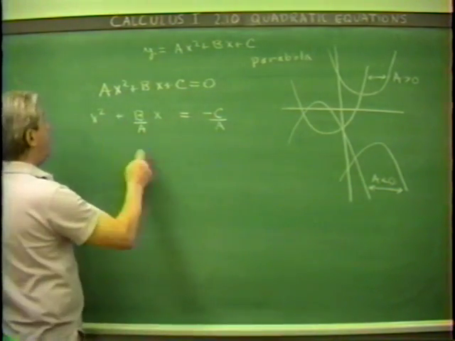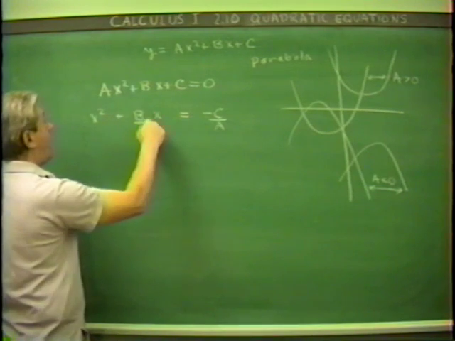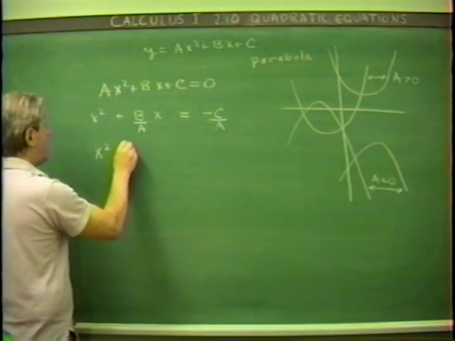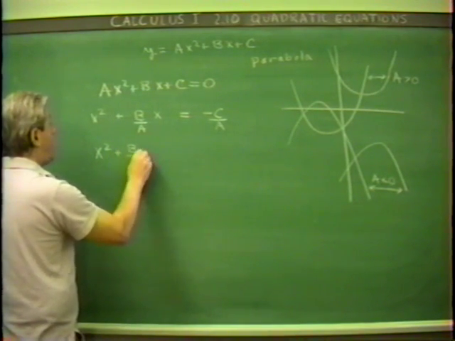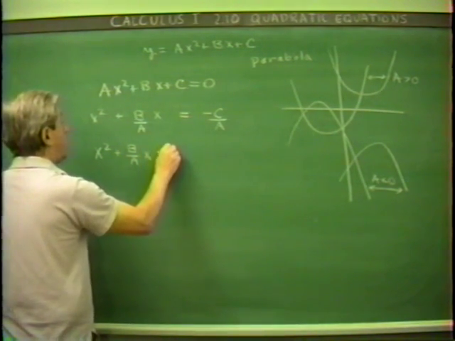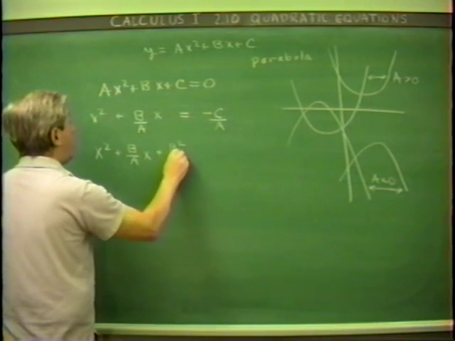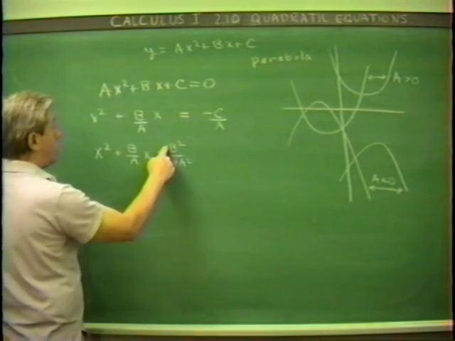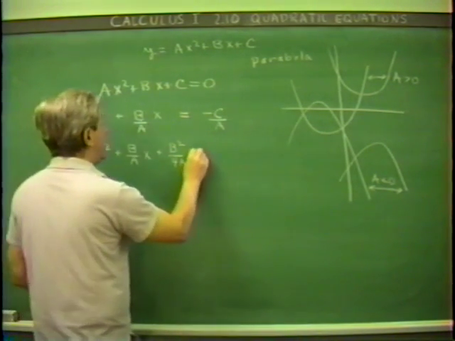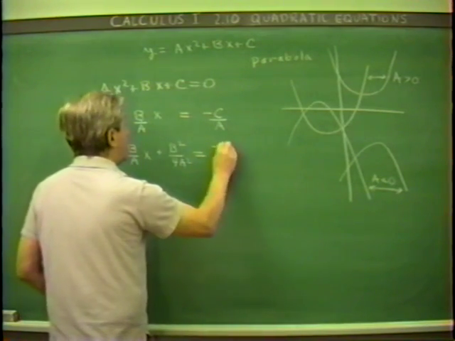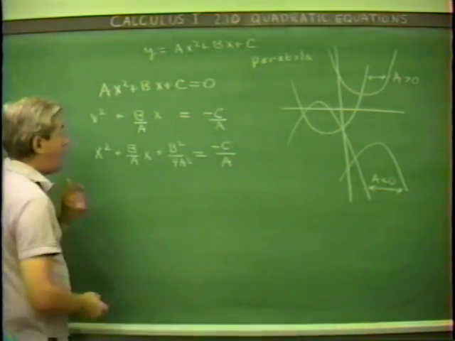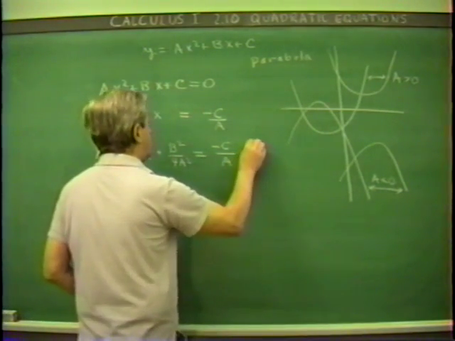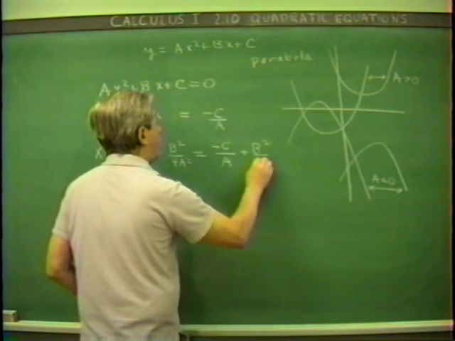And recall the way to do that is to take this quantity, divide it by 2, and square it, and add it on, so that I have x squared plus b over a x plus b squared over 4a squared. Divide this by 2, I have b over 2a, squaring, I have b squared over 4a squared, is equal to minus c over a, and now it's not fair to just add this to this side without adding it to the other side. So plus b squared over 4a squared.